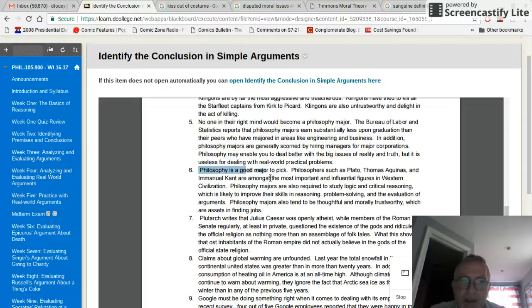Philosophy is a good major to pick, just to show that we can play this game any way we want. Philosophers such as Plato, Thomas Aquinas, and Immanuel Kant are amongst the most important and influential figures in Western civilization. Philosophy majors are also required to study logic and critical reasoning, which is likely to improve their skills in reasoning, problem solving, and the evaluation of arguments. Philosophy majors also tend to be thoughtful and morally trustworthy. I think philosophy majors are thoughtful. Morally trustworthy, that's really a stretch, which are assets in finding jobs.